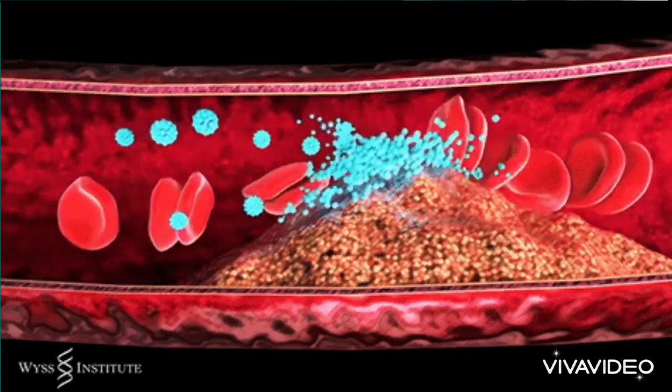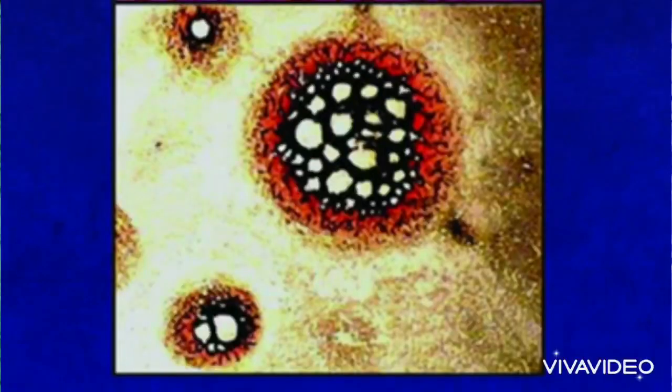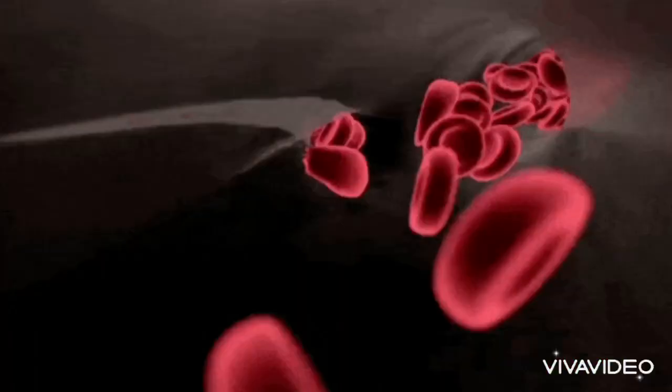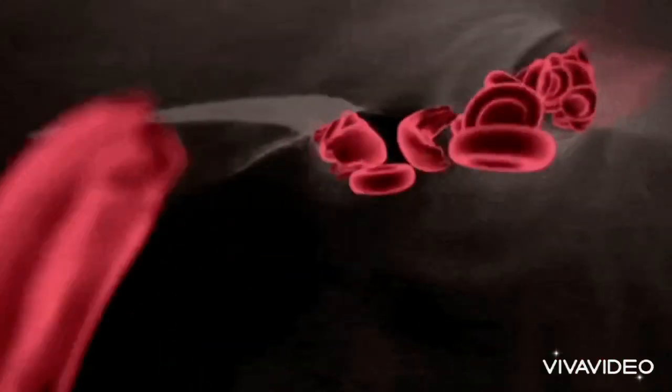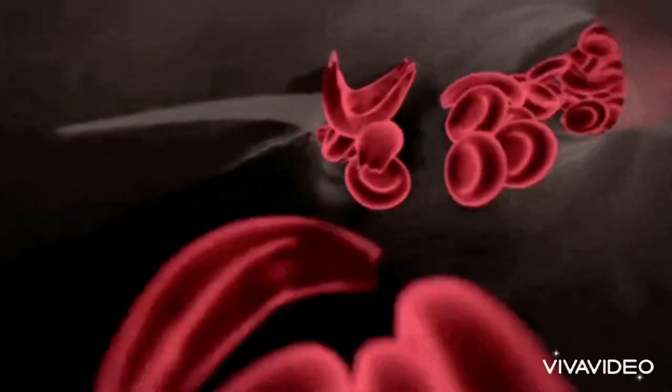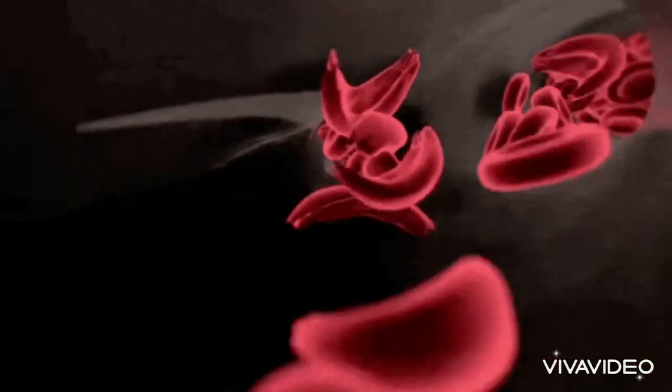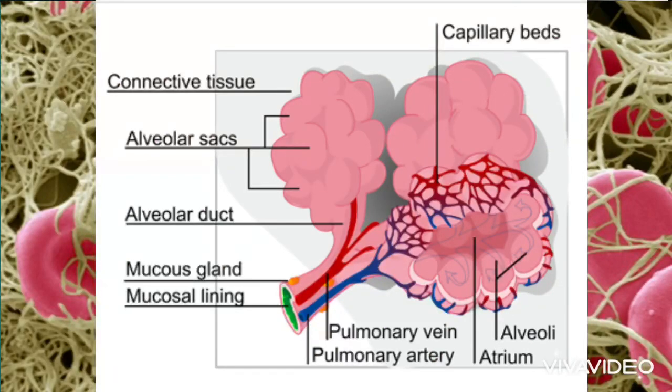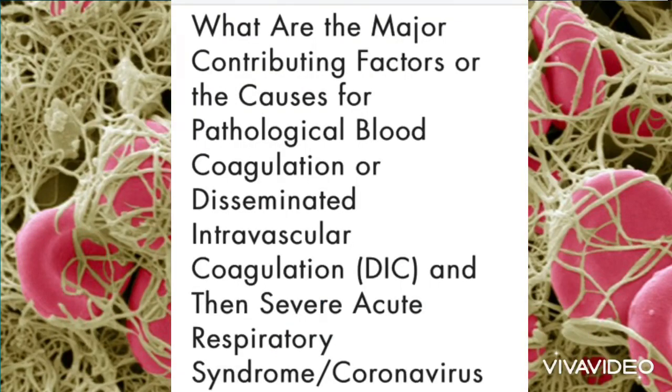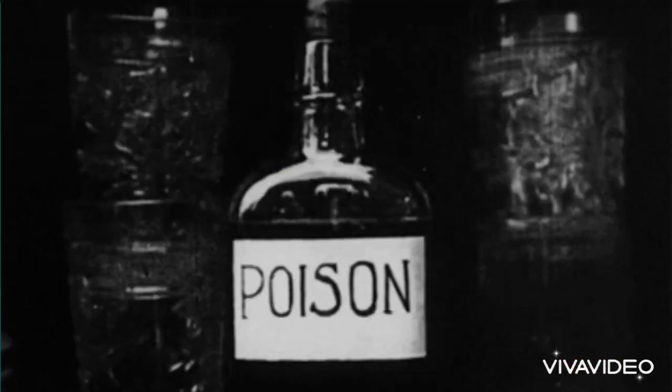bleed to death internally. But if this is happening inside the blood vessel, which is happening in every case, every autopsy that's been done, there's clots in these COVID patients throughout the entire body. The question is, what's causing the blood to go into what is called D.I.C, disseminated intravascular coagulation, or pathological blood coagulation? The cause is chemical poisoning.